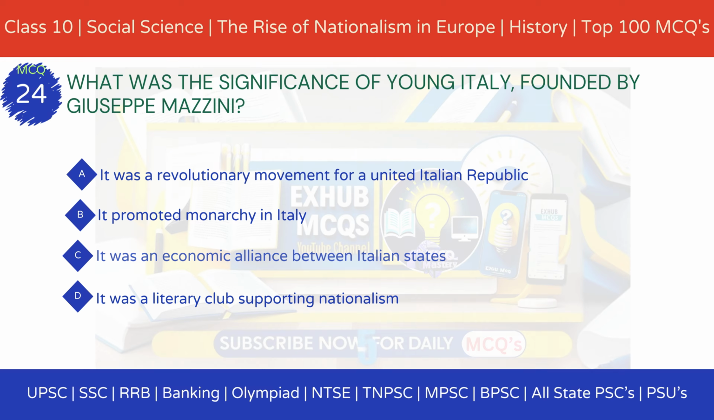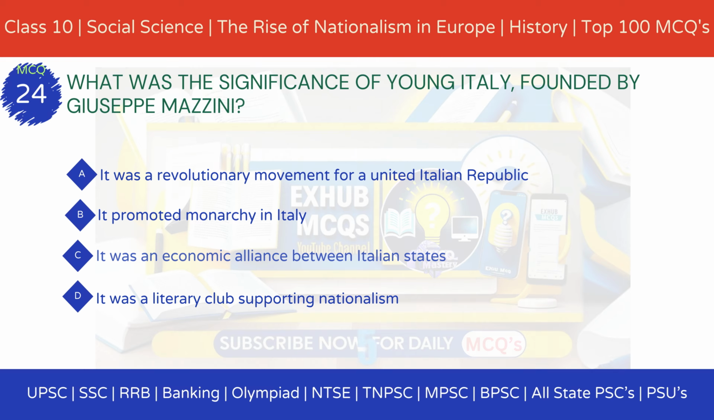The correct answer is option A. It was a revolutionary movement for a united Italian republic. Explanation. Young Italy, founded by Giuseppe Mazzini, was a nationalist secret society aiming to create a unified, democratic Italian republic. It played a significant role in inspiring revolutionary movements in the 19th century.